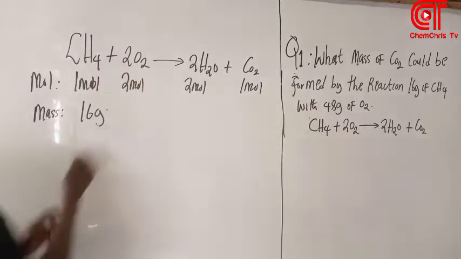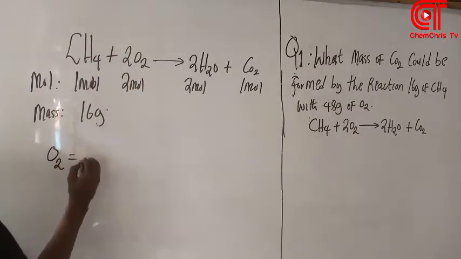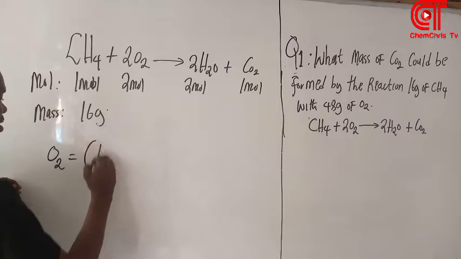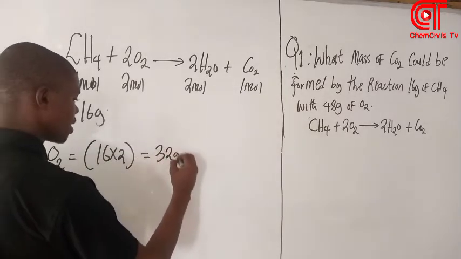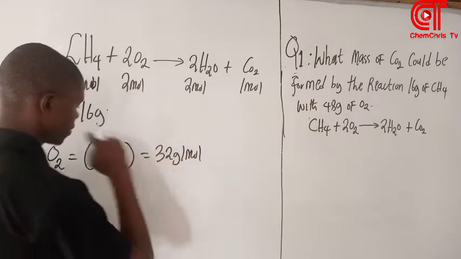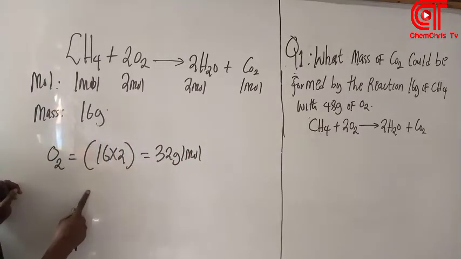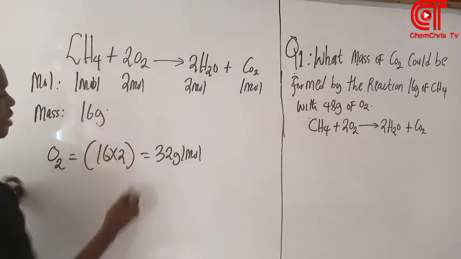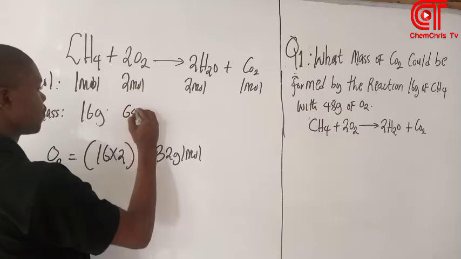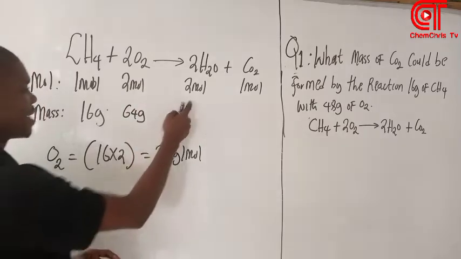So the next thing is O2. How do you get it here? For O2, it is going to be 16 times 2, which is 32 gram per mole, right? So how many moles do we have here? Here we have 2. So 2 times 32, here we have 64 gram. Right?